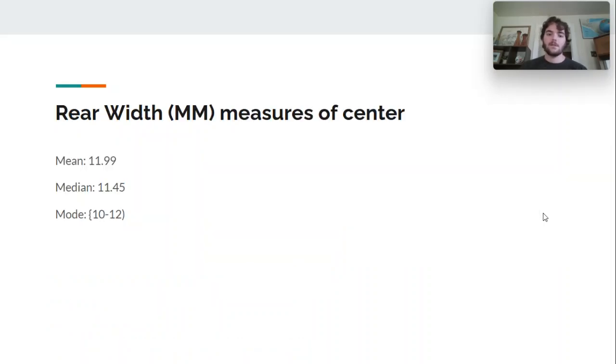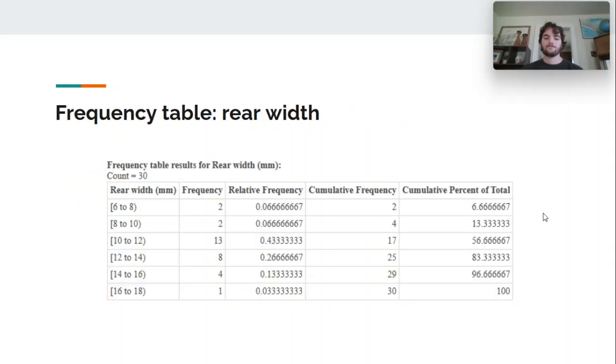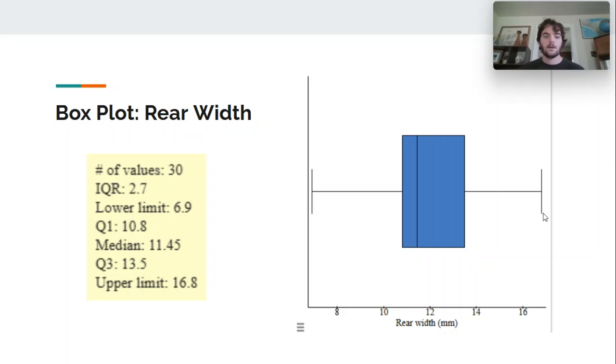The rear width, so this is the next body part. Rear width, the mean is 11.99 millimeters, median 11.45, and the mode is 10 to 12. Here's my frequency table. As you can see, 10 to 12 millimeters is the most frequently seen range, and it also accounts for the highest percentage of the total.